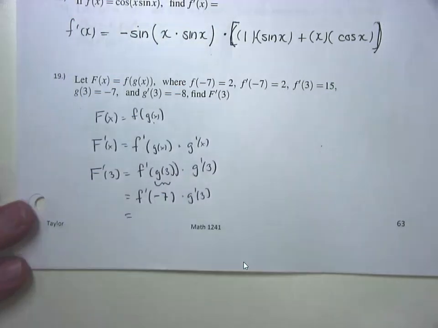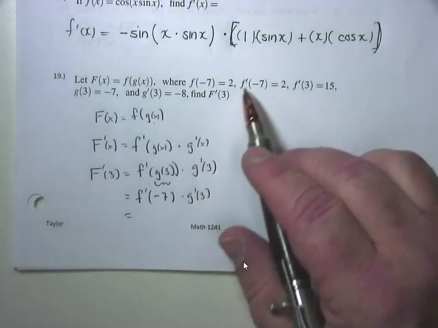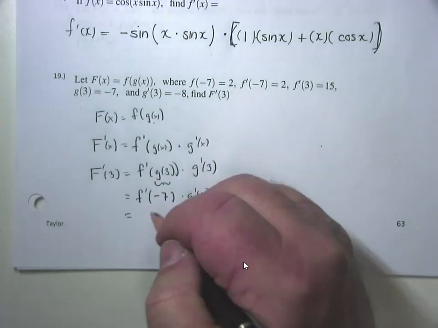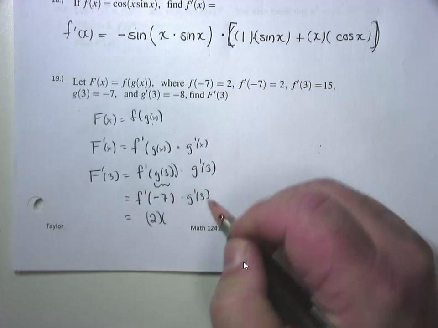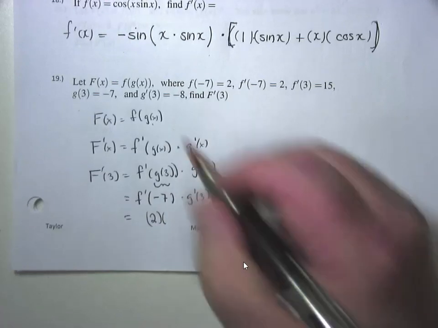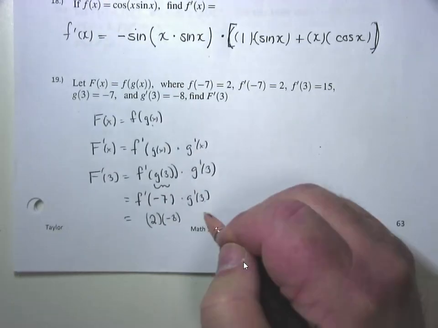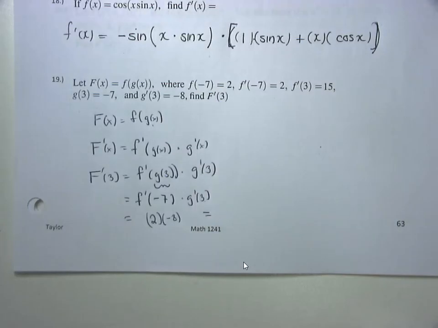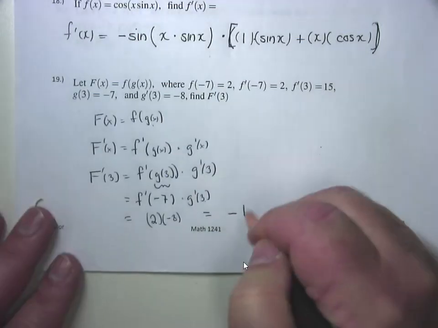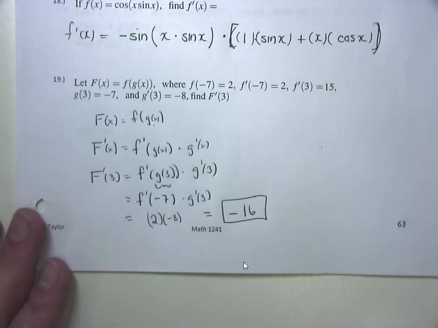Now I'm going to substitute in for that. What was f prime of negative 7? F prime of negative 7 was 2. G prime of 3 was negative 8. And then all I got to do now is crunch my numbers. 2 times negative 8 is negative 16, and that's my solution.